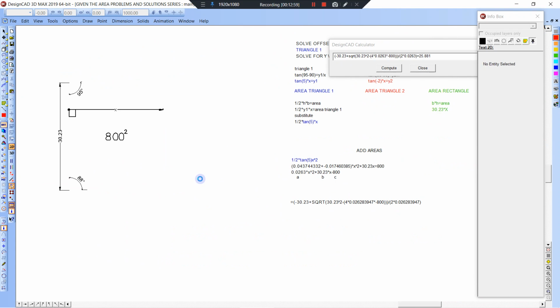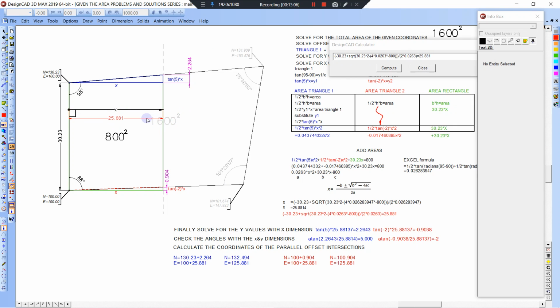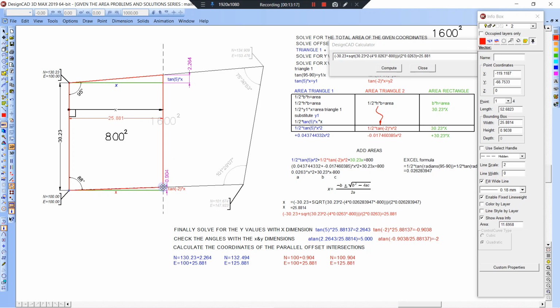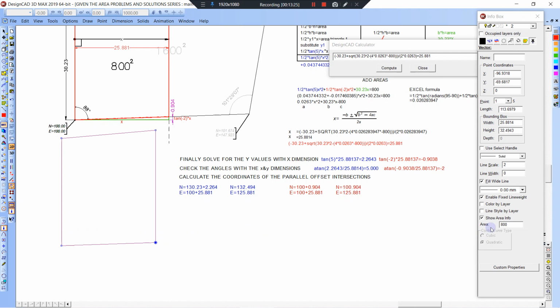And that's the parallel offset distance right here. 25.881. And let's check that. Hit the plane. Enter, and then see that's in red. That should be the polygon that we're looking for, and we got 800 exactly. All right, and it's exact.